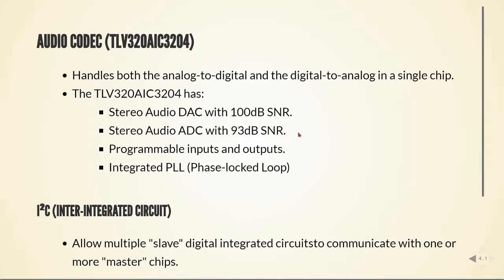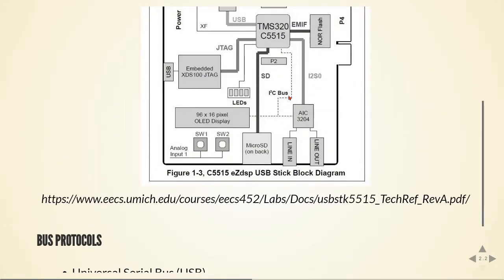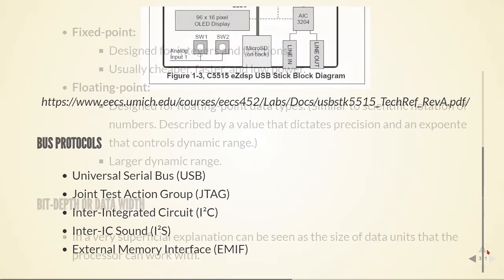It has programmable inputs and outputs and has an integrated PLL, phase locked loop, and we're going to talk about PLL in the future. Also, it's important to take a look at the buses. So there is an I2C bus to control the audio codec and an I2S bus to handle the audio signals. The I2C is the inter-integrated circuit and the I2S is the inter-integrated circuit sound.